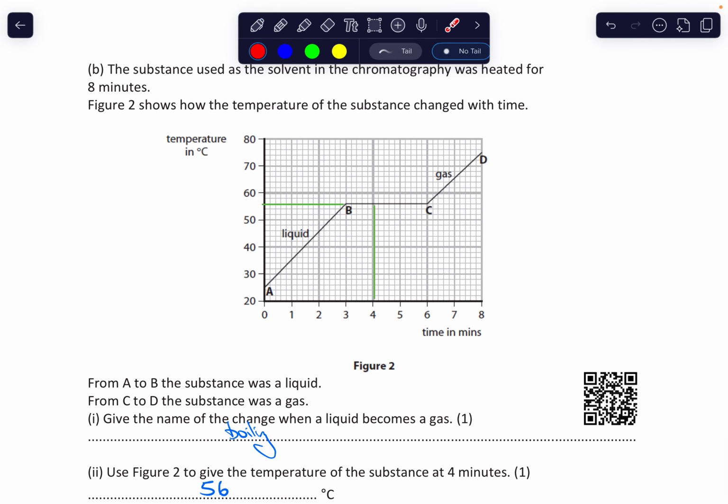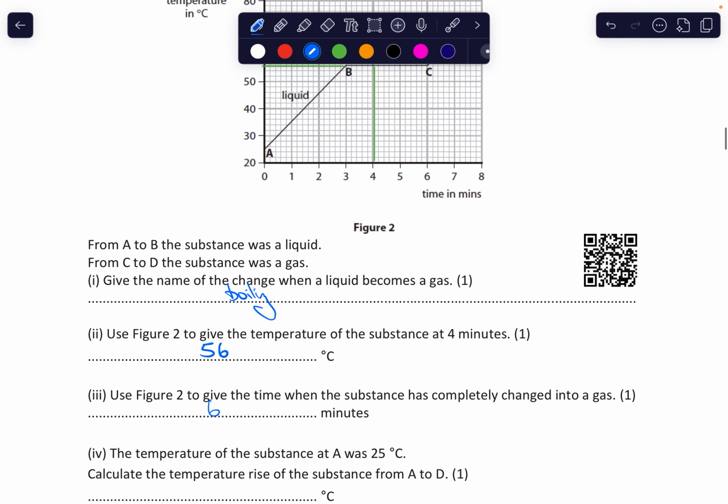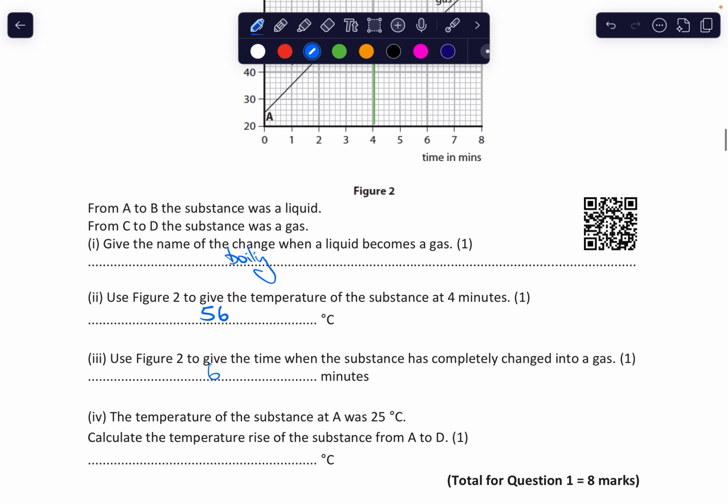Use figure 2 to give the time when the substance has completely changed into a gas. Okay, so here is where it starts changing, and it's still changing, and here is where it's completely changed, which is 6 minutes at that point. And the temperature of the substance at A was 25. Calculate the temperature rise from A to D.